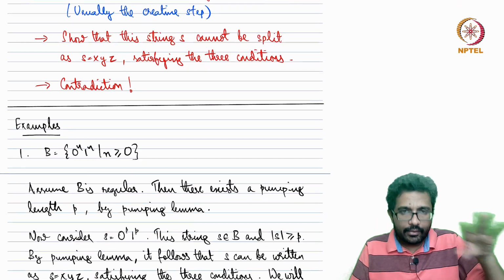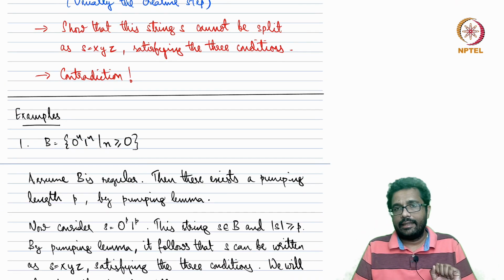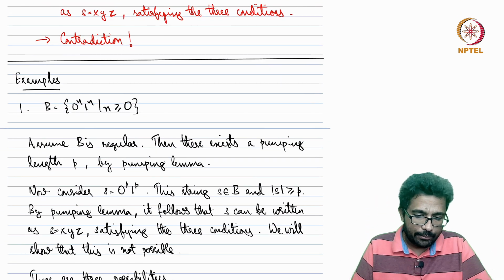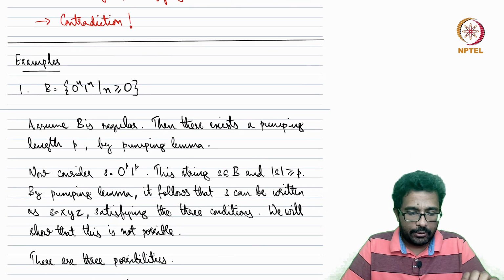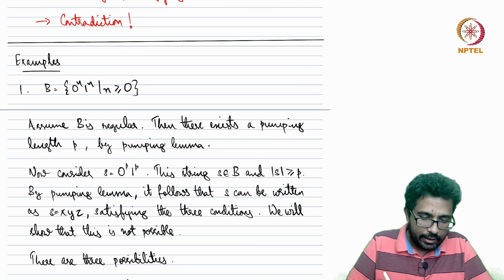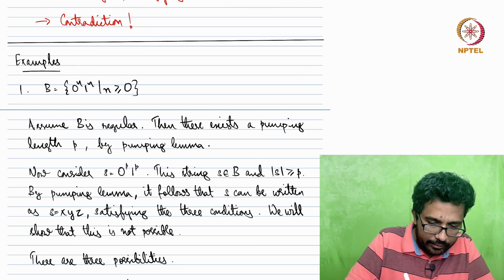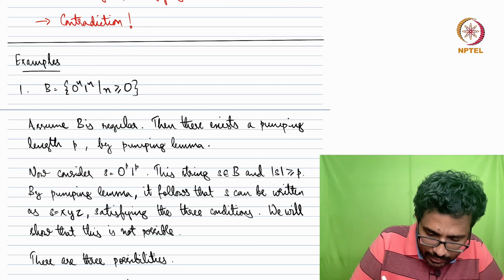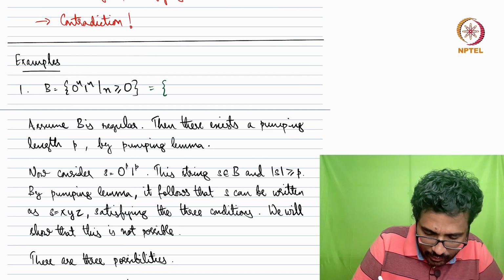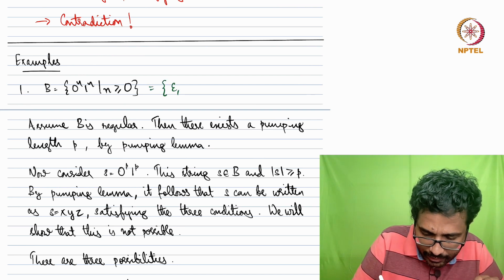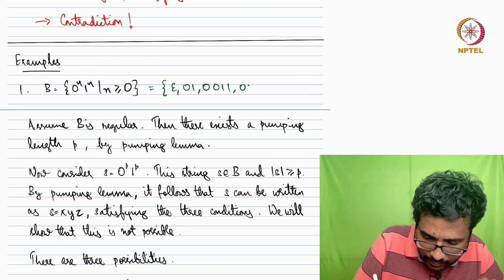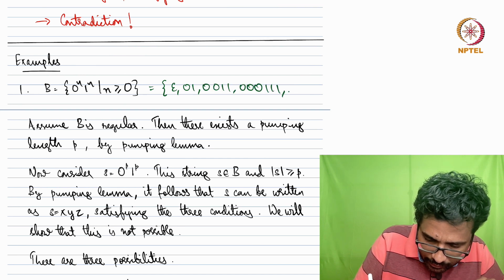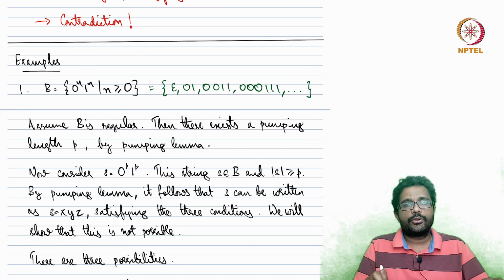So, maybe let us see an example and that will make things clearer. The first example, which is the most common language that is not regular, is B, which is 0 power n, 1 power n. So, where n is 0 it is the empty string, where n is 1 it is 01, then 0011, then 000111 and so on. So, this is the language.